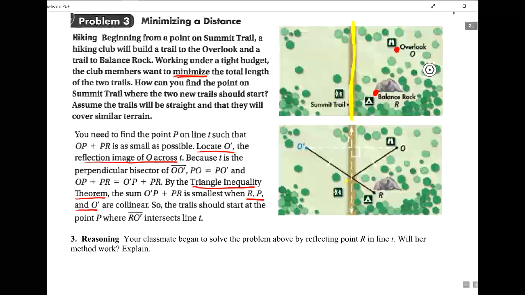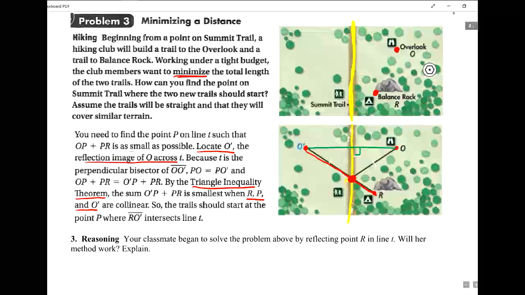All right, so what we want is we are going to take O and reflect it across our line of reflection here. So we know we need to be perpendicular, and then we would just get out our ruler and measure our distance across and find O prime. And then we know that if we draw a line between O prime and R, where it intersects our line of reflection is going to be the shortest distance.